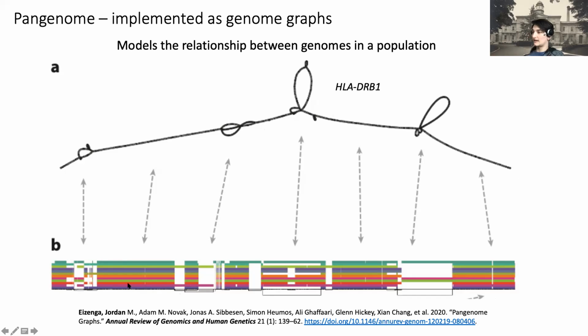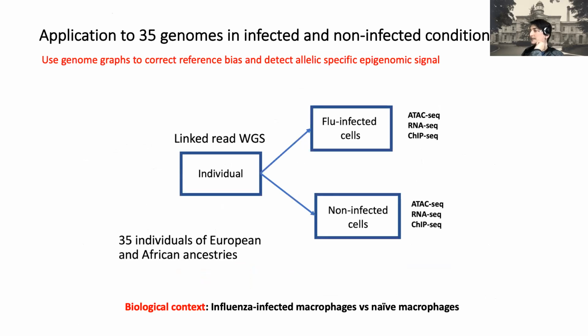And if you prefer a more linear representation, here we have a linear track that tells you the absence and presence of various alleles at every point in the HLA locus, right? So if we could build such a representation for a large number of genomes, we could do two things. First, we could correct reference bias in epigenomic studies, and also we could obtain allele-specific information on the epigenomic signal that we encounter.